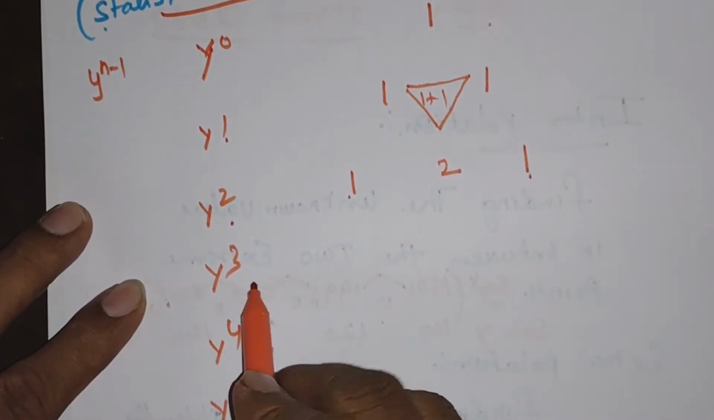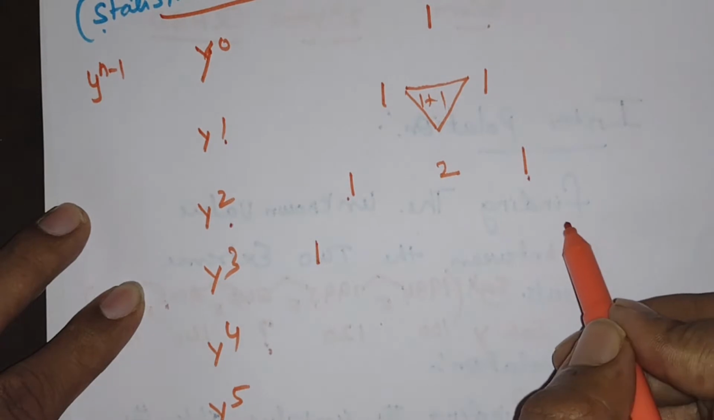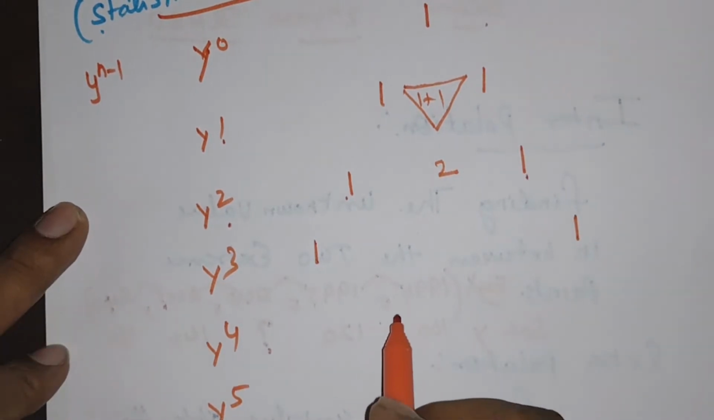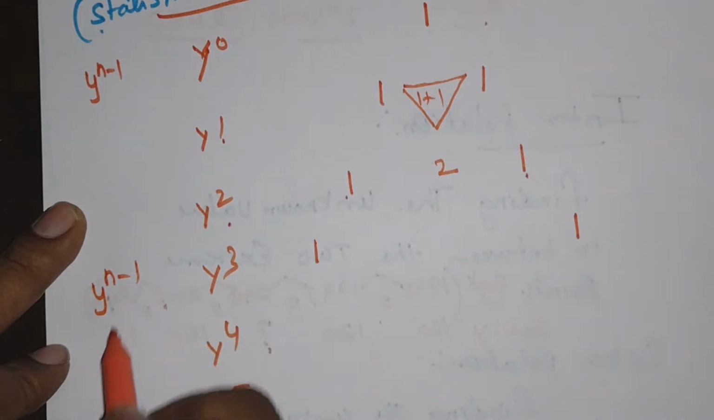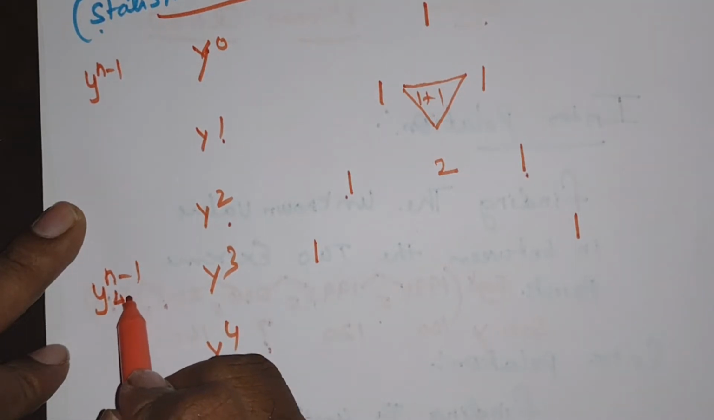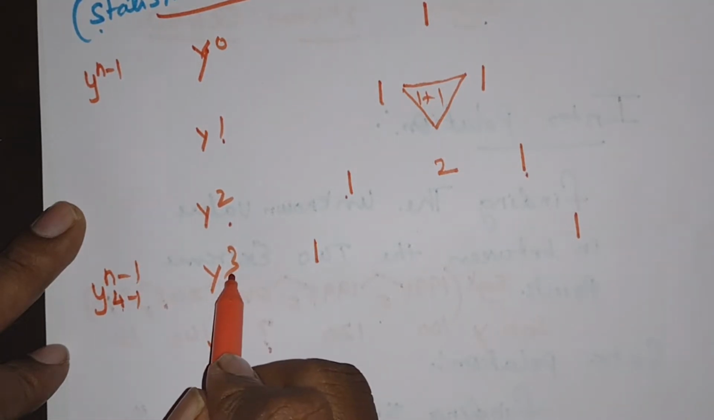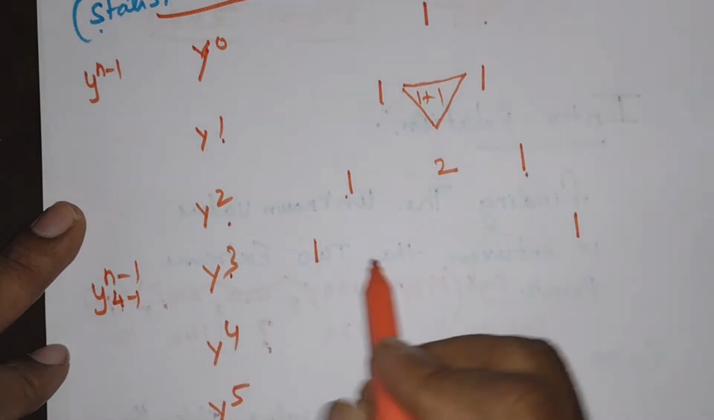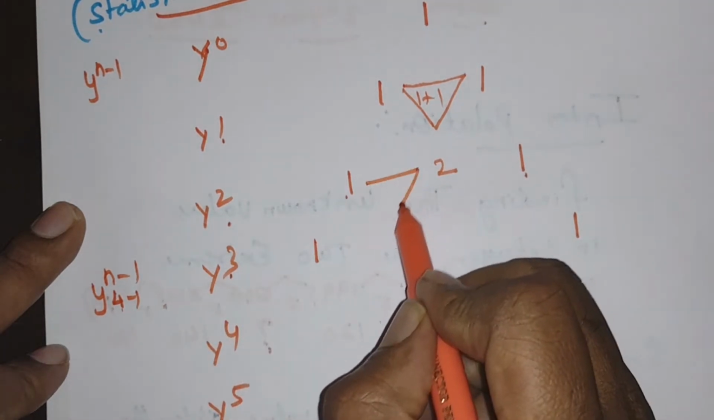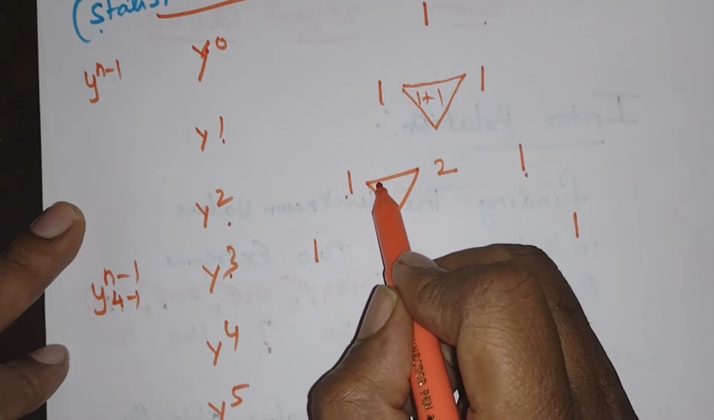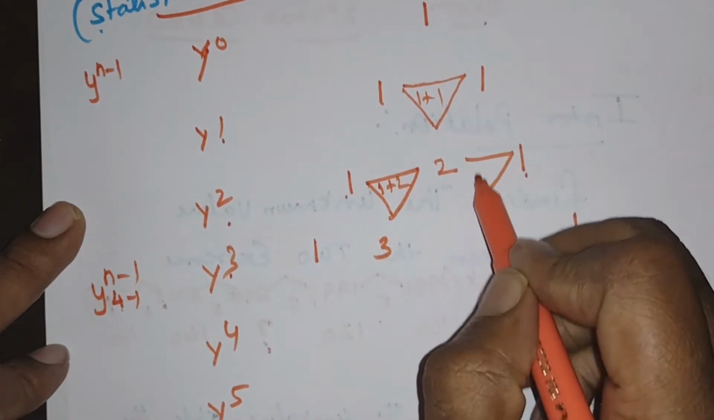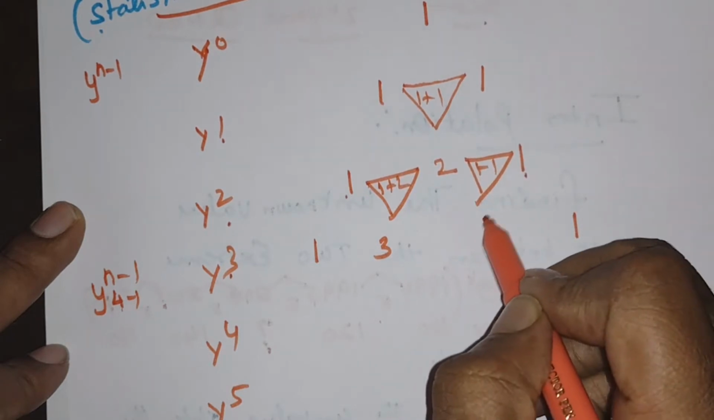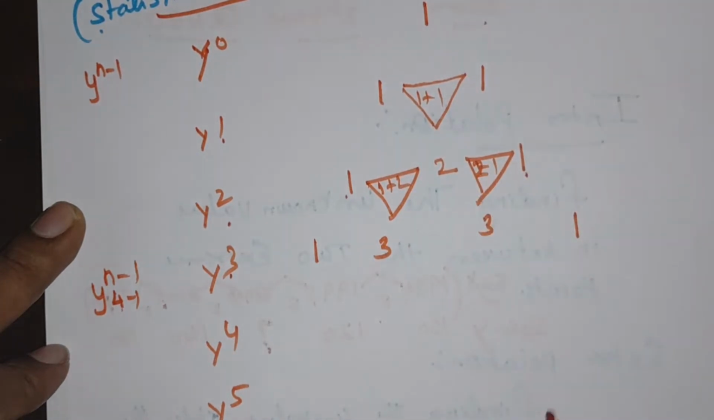Coming to y3, you can find 4 values. So now you will come to know what is y to the power of n minus 1. n is treated as 4, 4 minus 1 is 3. So now 1 plus 2, 1 plus 2 is 3. 2 plus 1 is also 3.